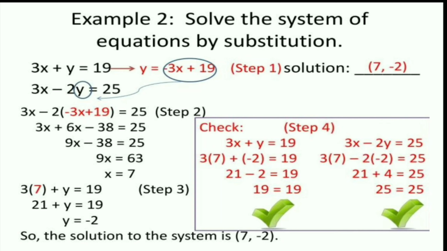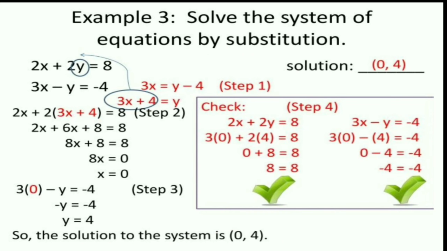So what we get is x is equal to 7. Now again we need to find the value of y. We need to put the value of x in any one equation, so we are putting it in the first equation. 3x plus y, in place of x we put 7. 3 times 7 is 21, and 19 minus 21 is minus 2. So the solution is 7 comma minus 2. Again we check by the same procedure. We are getting LHS equal to RHS, LHS equal to RHS. So our solutions are true.